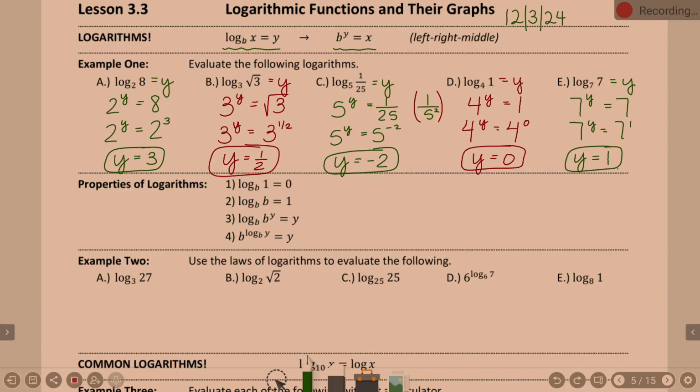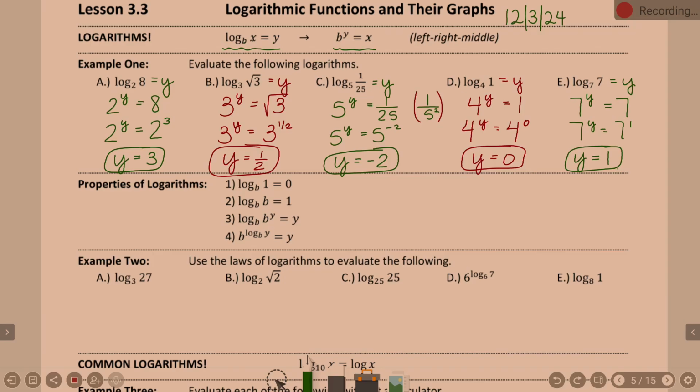Because this would be log base 2 of 2 to the 3rd. It was equal to 3. This would be log base 3 of 3 to the 1/2. It was equal to 1/2.